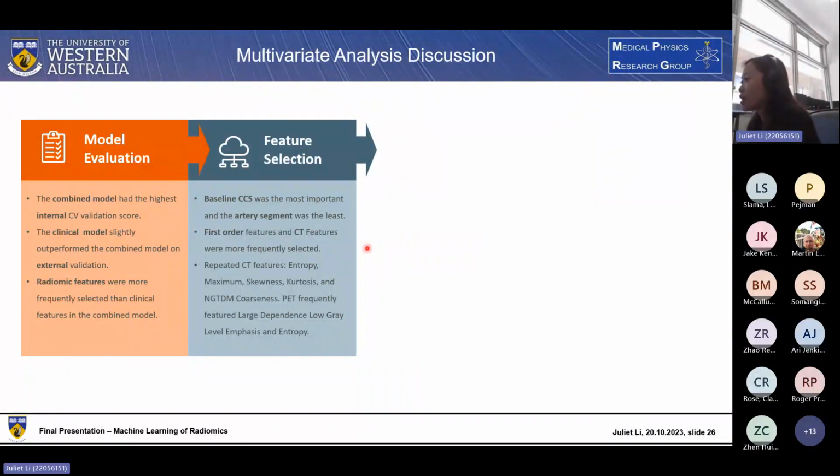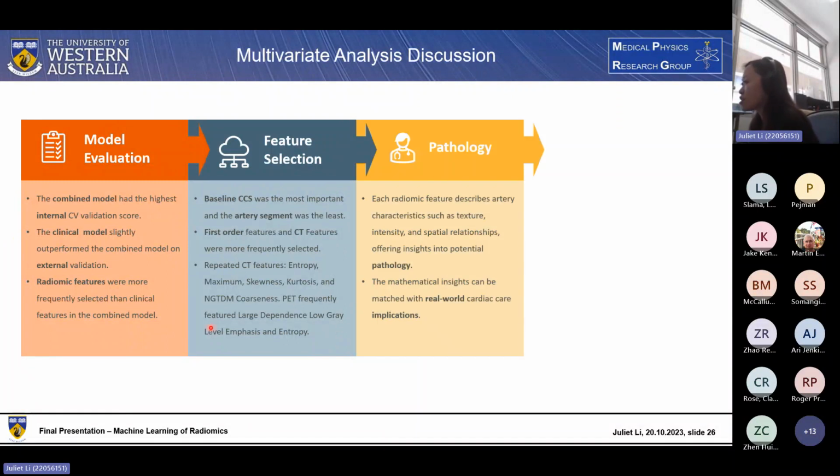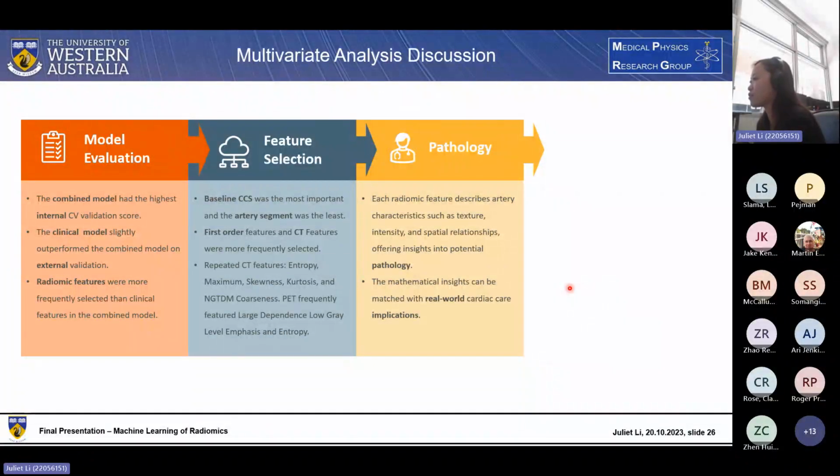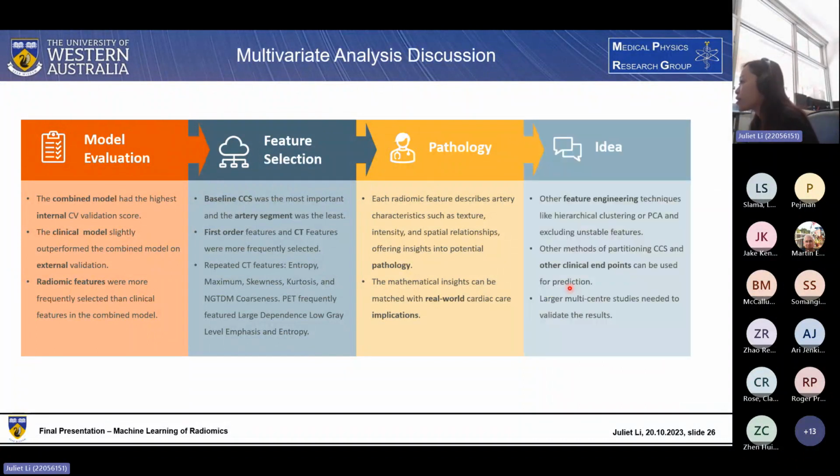First order features and CT features were more frequently selected, and these are some of the frequently selected CT and PET features. Each one of the features is a mathematical quantification of the medical images, but it also describes artery characteristics such as texture, intensity, and spatial resolution, offering different insights into potential pathology. But this is something that we need to discuss in depth with the clinicians, trying to understand what the pathology indications of each individual radiomics feature are.